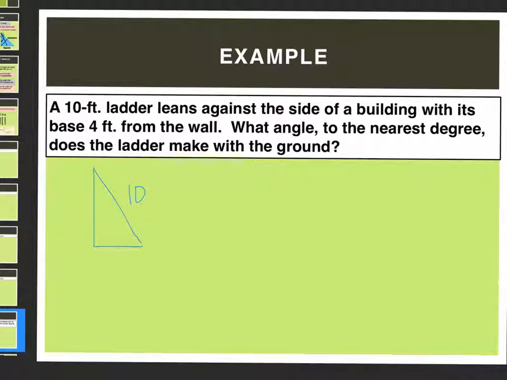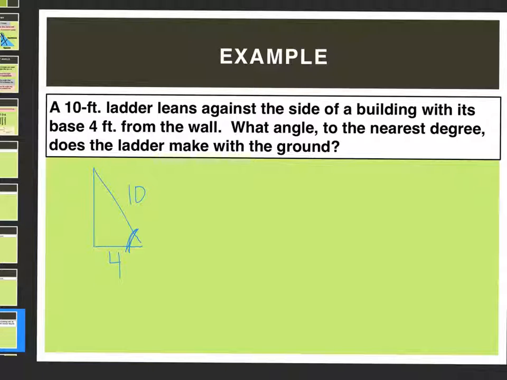It says it's 4 feet from the wall, so where should the 4 go? On the base. Okay, so there we go. Now, it wants to know the angle to the nearest degree, which means a whole number, that the ladder makes with the ground. So the ladder and the ground, that's right here. So it wants to know that angle.